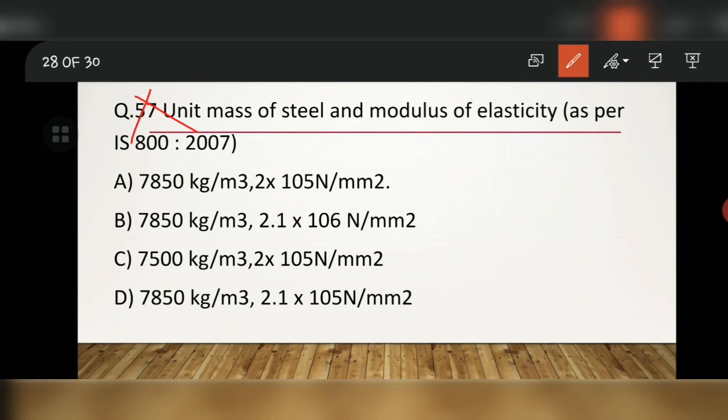Option 1 7850 kg per meter cube and 2 into 10 power 5 Newton per mm square. Option 2 7850 kg per meter cube and 2.1 into 10 power 6 Newton per mm square. Option 3 7500 kg per meter cube and 2 into 10 power 5 Newton per mm square. Option 4 7850 kg per meter cube and 2.1 into 10 power 5 Newton per mm square. Your answer will be option 1, 7850 kg per meter cube and 2 into 10 power 5 Newton per mm square.